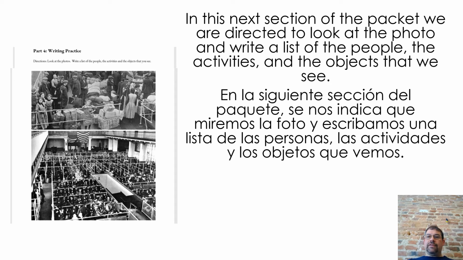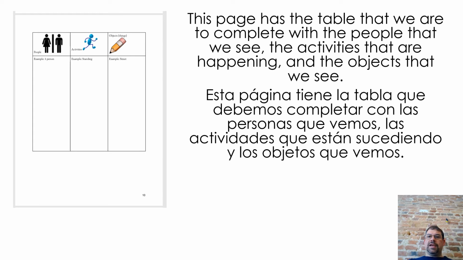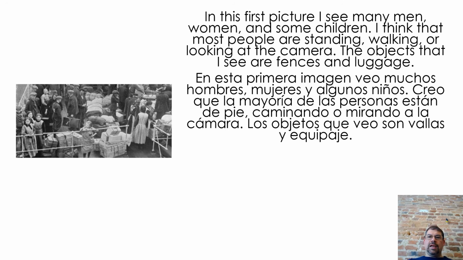In this next section of the packet, we are directed to look at the photo and write a list of the people, the activities, and the objects that we see. This page has the table that we are to complete with the people that we see, the activities that are happening, and the objects that we see. In this first picture, I see many men and women and some children. I think that most people are standing, walking, or looking at the camera. The objects that I see are fences and luggage.